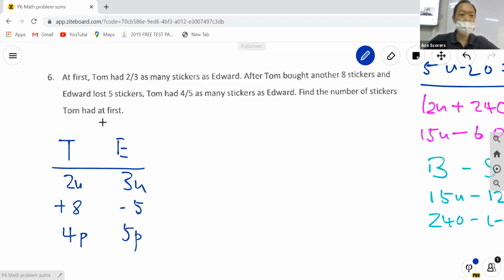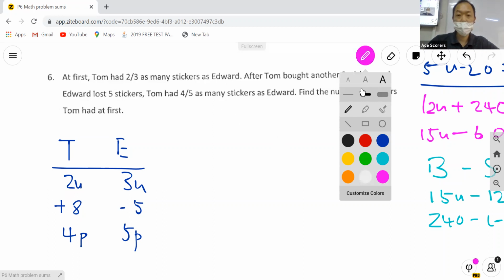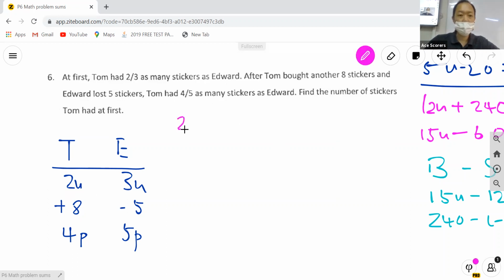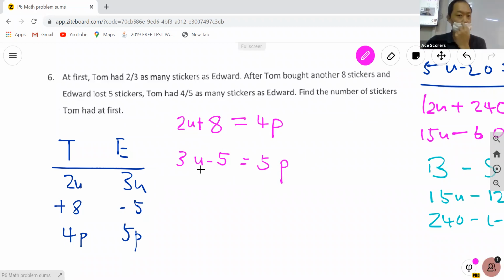Now find the number of stickers Tom had at first. So what we do is we take 2u plus 8 equals 4p. So 2u plus 8 equals to 4p. If you need full scale, it's right here, just come and tear one piece. So where did I get this from? From the vertical here. Then the next one, 3u minus 5 equals to 5p. Okay, 3u minus 5 equals to 5p. So of course the question is, what do we do next?